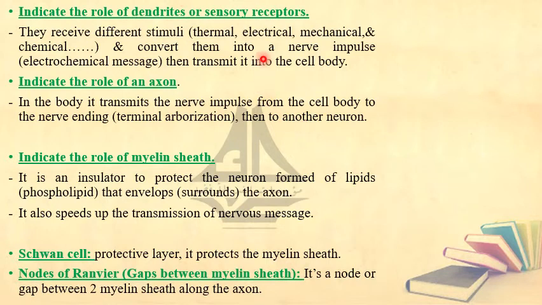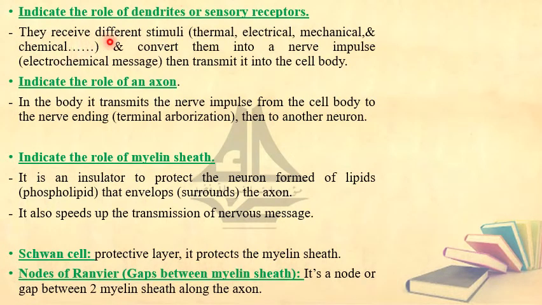What is the role of the dendrites, or the sensory receptors? They are responsible for receiving different stimuli. For example, if you are subjected to a hot object, we call it a thermal stimulus, or an electrical stimulus, we call it an electrical stimulus, or for a shock or any damage, we call it a mechanical stimulus. And if you are subjected to an acid or base, we call it a chemical stimulus.